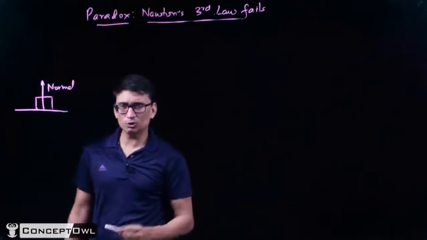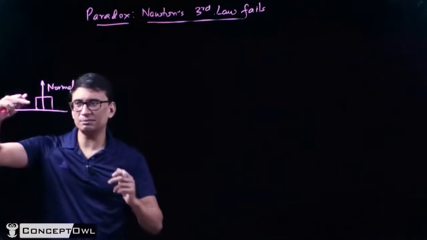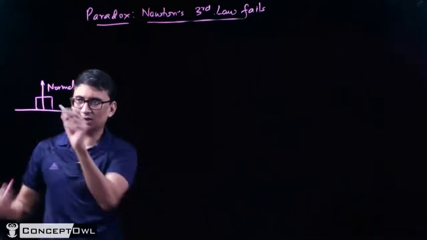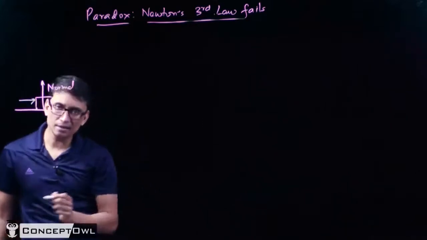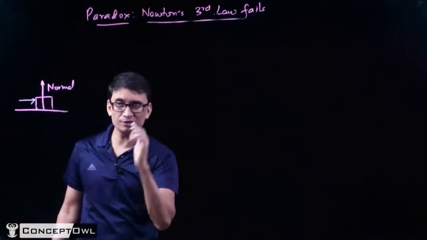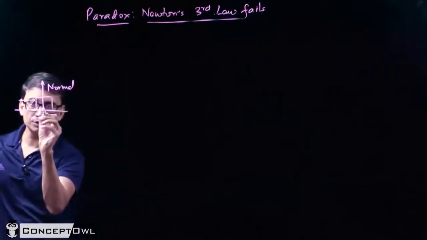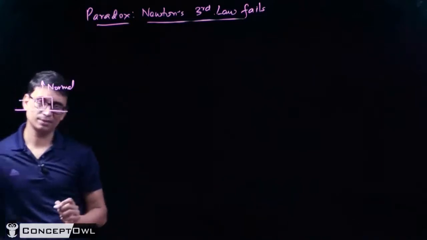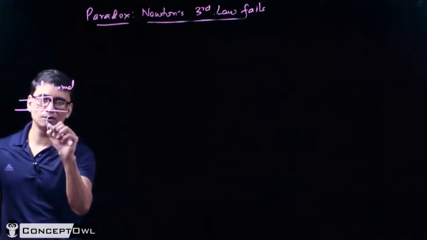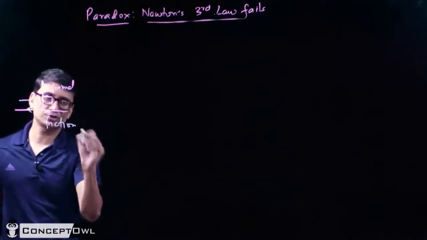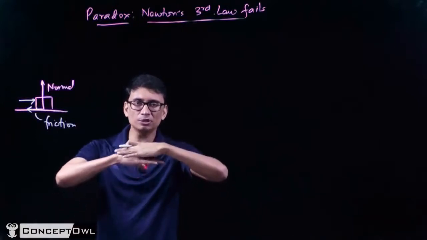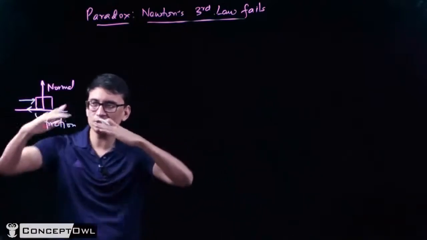But in addition to that, if somebody tries to push the box in this direction, then if the surface is not smooth, if it is a rough surface, there will be a force in this direction as well. And this force is called the friction force. So there is a normal force, and if the surface is not smooth, and if they try to move against each other, then there will be a friction force.